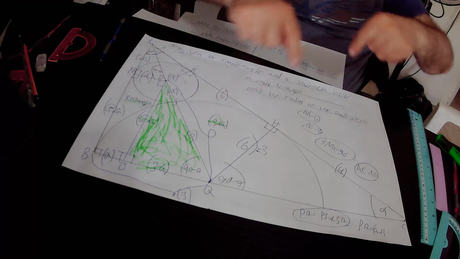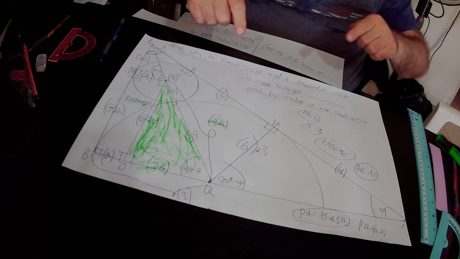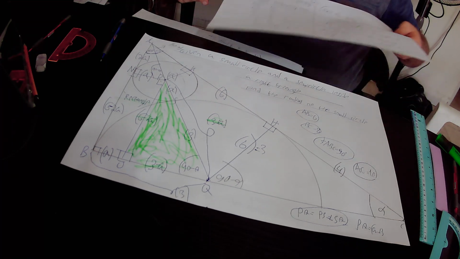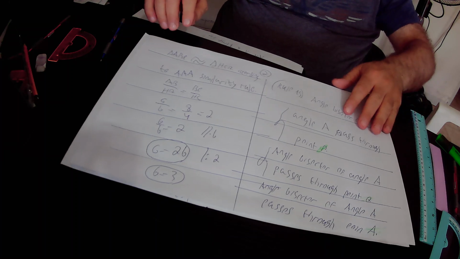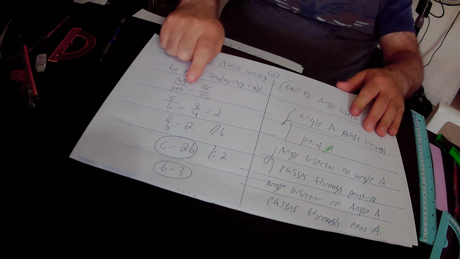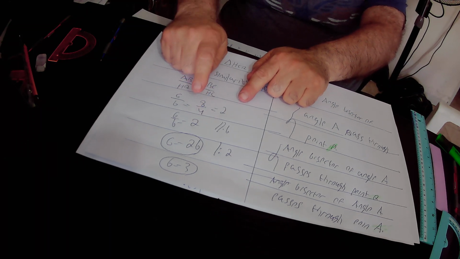BC is 8 according to what is given as the question. And finally, HC is 4. In conclusion, we found out that 6 over B equals 8 over 4. 8 over 4 is 2. Therefore, we found out that 6 over B equals 2.